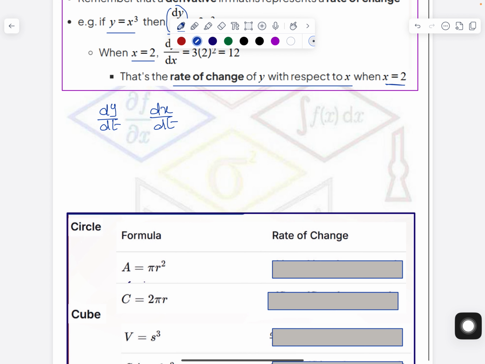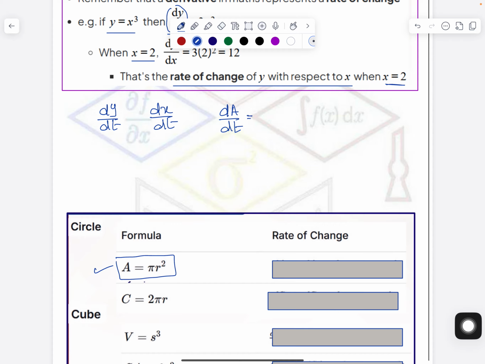Now what will happen in the word problem? Different shapes will be given to you. For example, the area of a circle is given, and the question says find the rate of change of area. So it means it is dA over dt. If it is the area of a circle, the equation is A equals pi r squared, so how will you make dA over dt? Rate of change of A means with respect to time. This is like a convention.